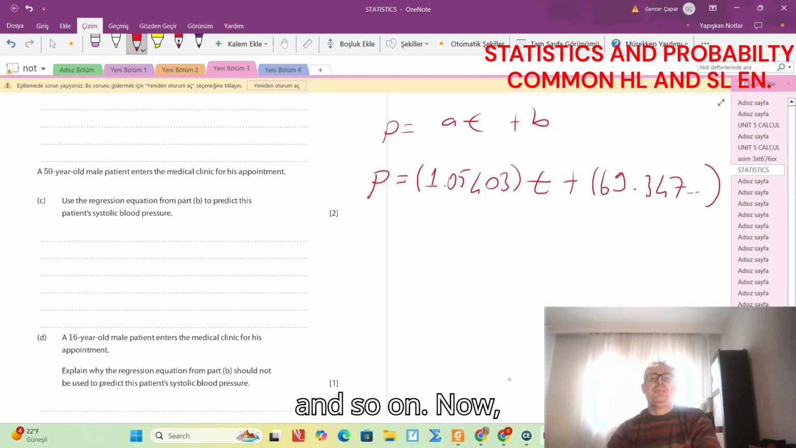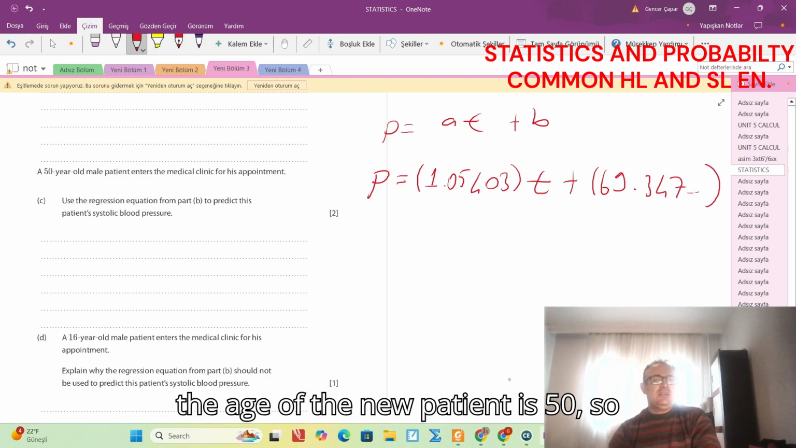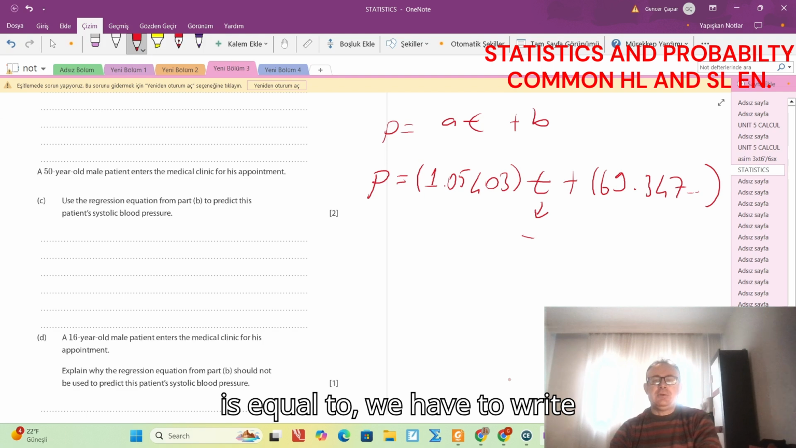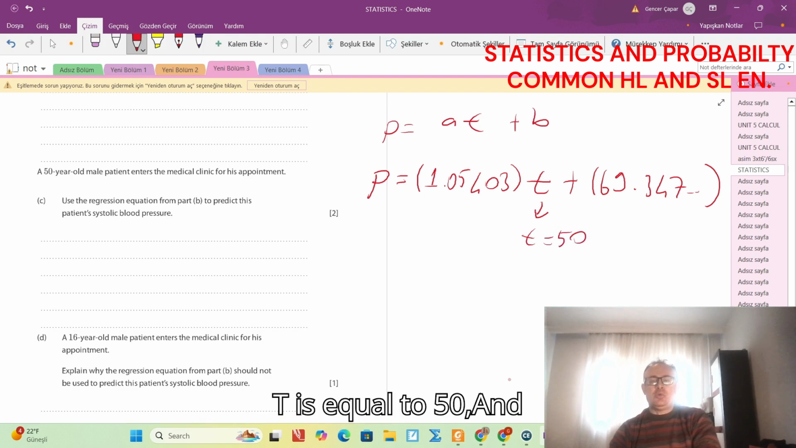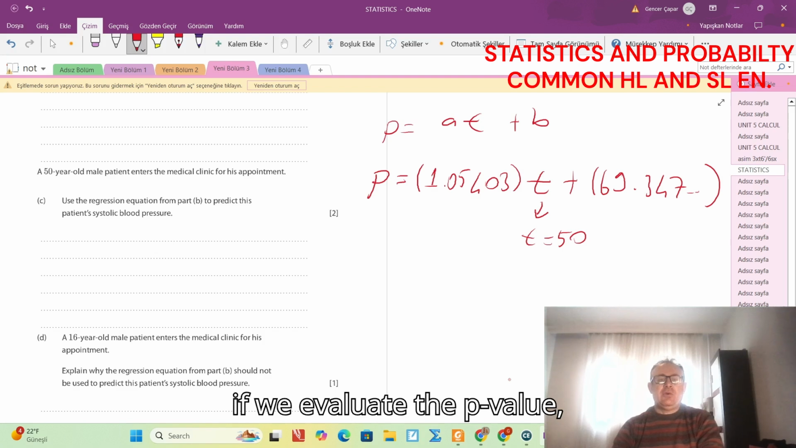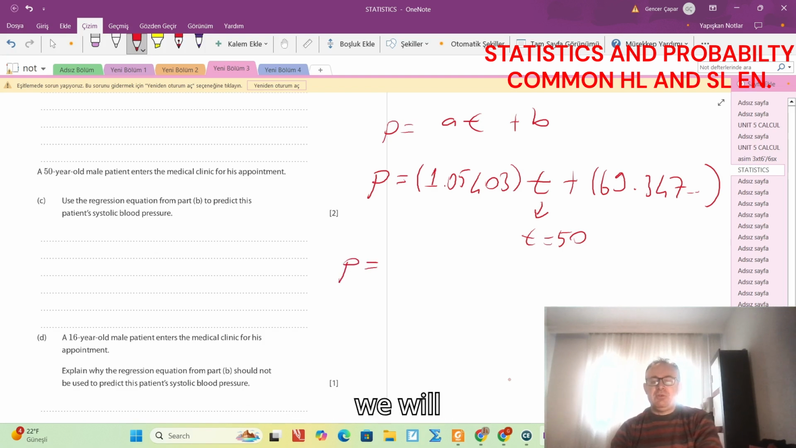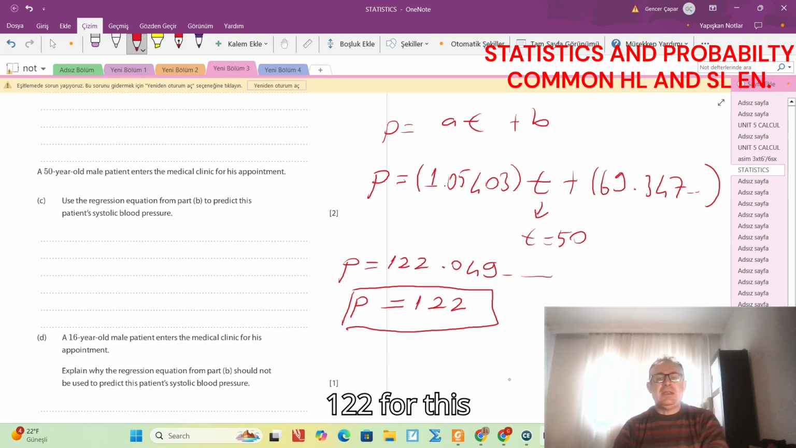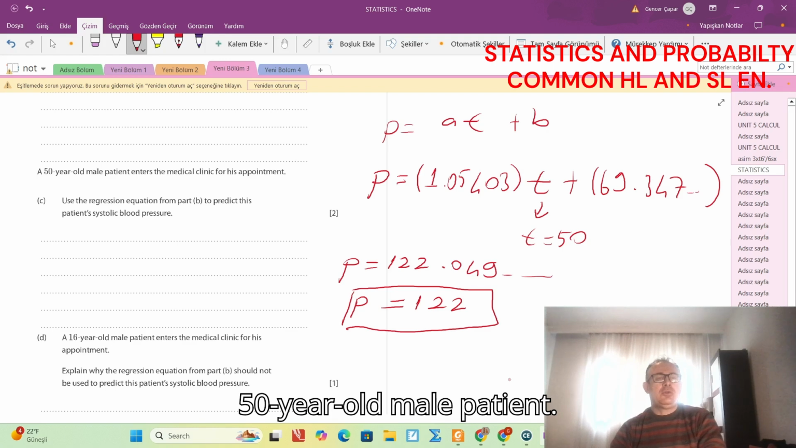and b value is 69.347 and so on. Now the age of the new patient is 50, so we substitute T is equal to 50, and if we evaluate the P value, we will obtain 122.049. Regarding three significant figures, our blood pressure will be 122 for this 50-year-old male patient.